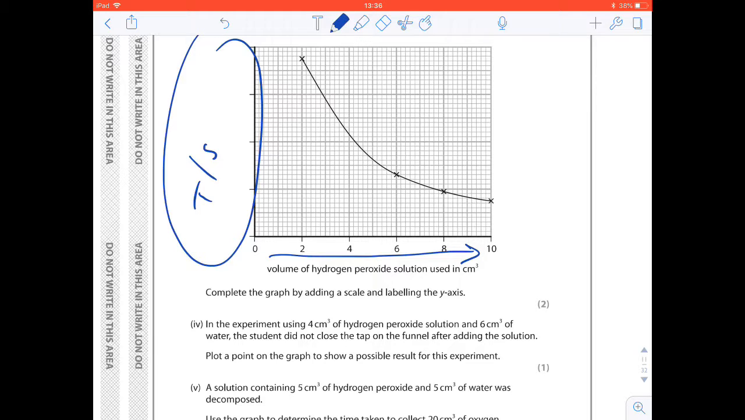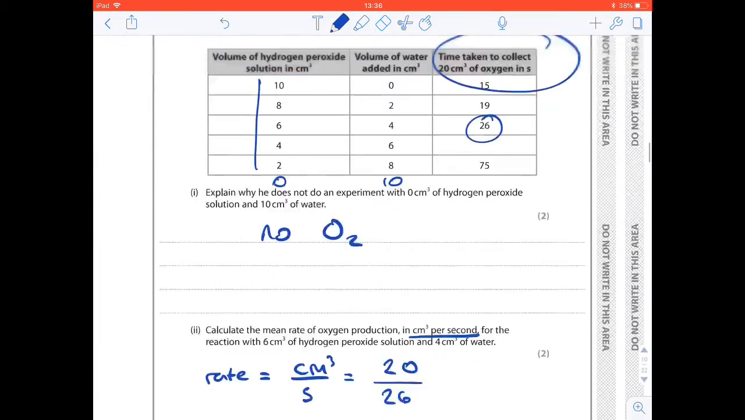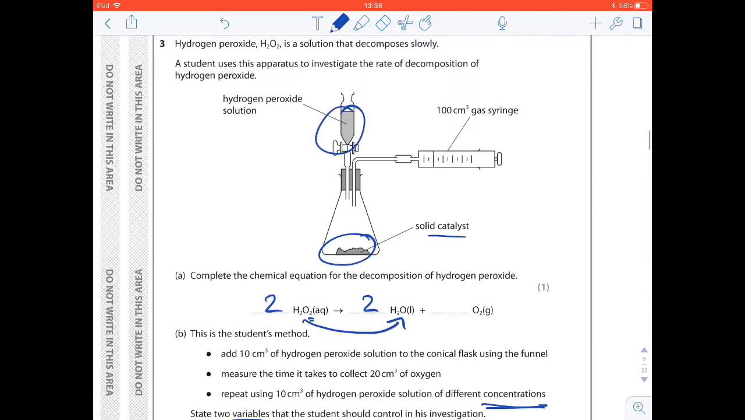Then if you went back and read this bit here, the student did not close the tap on the funnel after adding the solution. What's this result for 4 going to be like? So you've got a value here. What time did it take when you had 4 centimetres cubed of hydrogen peroxide? Well, if you didn't close the tap, if you think about what would happen, just scrolling back to the diagram of the apparatus, if this tap here was open during the reaction at the bottom, you've got your hydrogen peroxide in there, the bubbles of gas are coming out, but the gas now can go through either of the tubes.